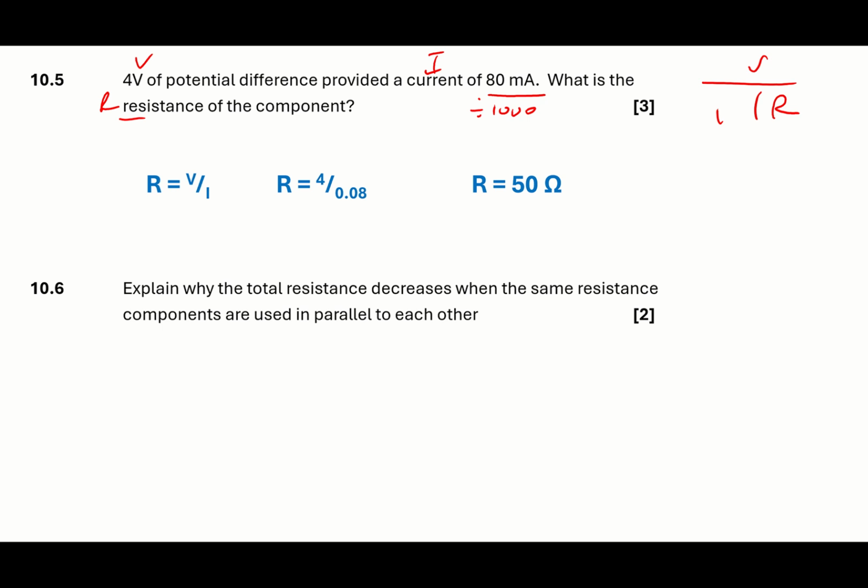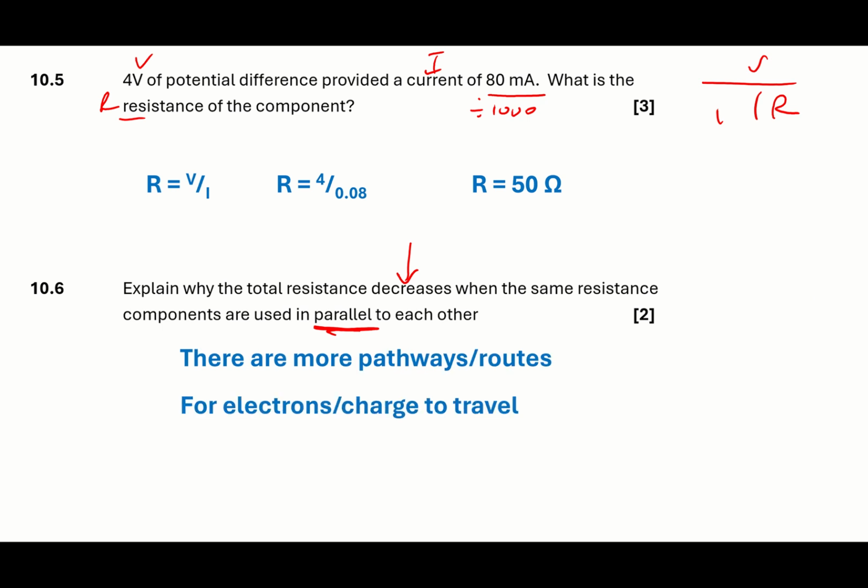Next one, explain why the total resistance decreases when the same resistance components are put in parallel. So ultimately, if I start adding things together, the resistance goes up. However, as soon as I put them in parallel, I am likely to reduce their total resistance. And here's your model answer. So there are more pathways, there are more routes for electrons and charge to travel.